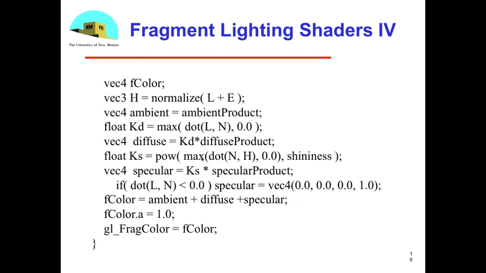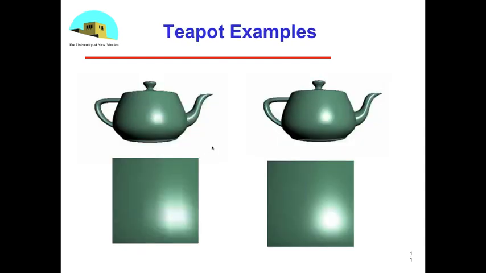Well, here are two examples of the teapot to try and show you the difference between per vertex and per fragment shading. This is the per vertex shading here, and here's a little area around the specular highlight blown up. Here's the same thing done by per fragment lighting, and it shows you, I hope you can see that on the video, that this is a much sharper highlight than what you got with per vertex shading. And certainly this will depend some.